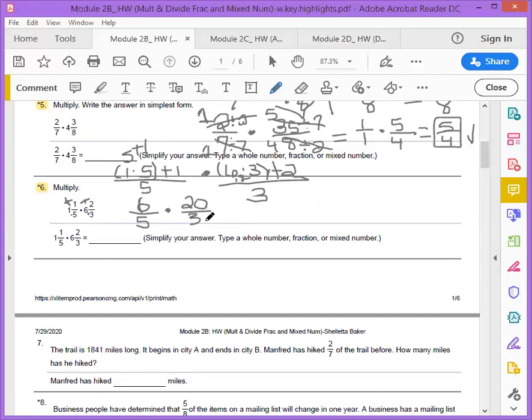We want to simplify here if we can. Look at those diagonal terms. 3 can be divided into 3, and 3 can be divided into 6. So 6 divided by 3 becomes 2 in the numerator. 3 divided by 3 in the denominator becomes 1. And then 5 and 20. We can divide 20 by 5 and 5 by 5. 5 divided by 5 becomes 1. 20 divided by 5 becomes 4.